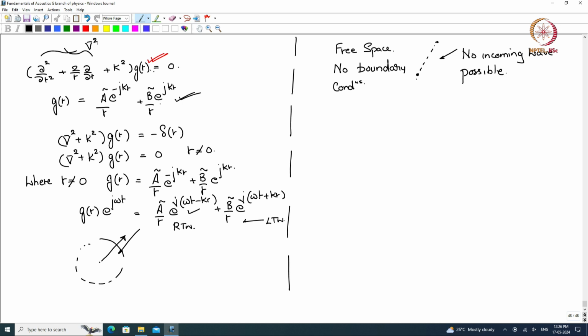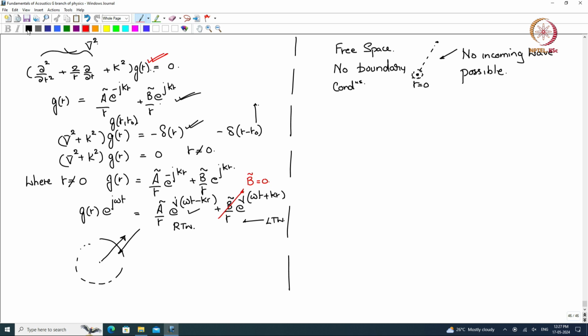Okay. This is the only source at the origin; for this case it is the origin. Otherwise, we will put minus delta of r minus r0, where r0 is the location of the spatial impulse. Then the G acquires another index or argument, r comma r0. So here we have put an impulse at the origin and nowhere else, and there are no boundary conditions. So no incoming wave is possible, that means no B is possible. So B tilde has to be equal to 0.